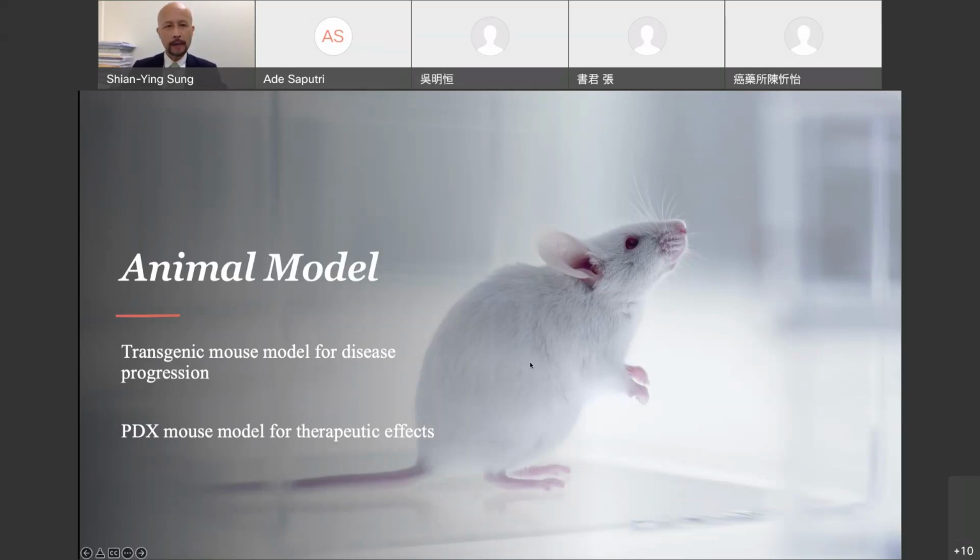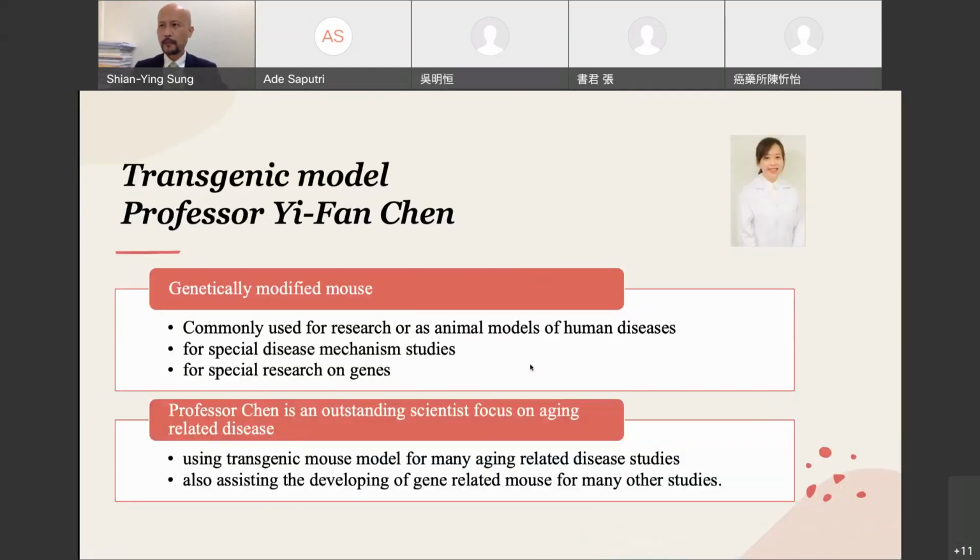In our department, we have two expertise in the animal model. One is the professor who is conducting the transgenic mouse model for disease progression, and the second one is the PDX mouse model for therapeutic effects. Professor Yifan Chen is an expert in the transgenic mouse models.